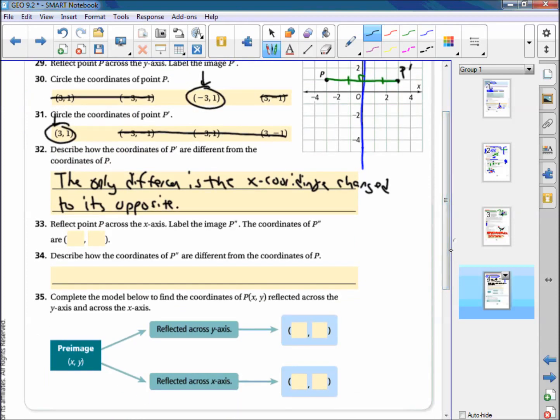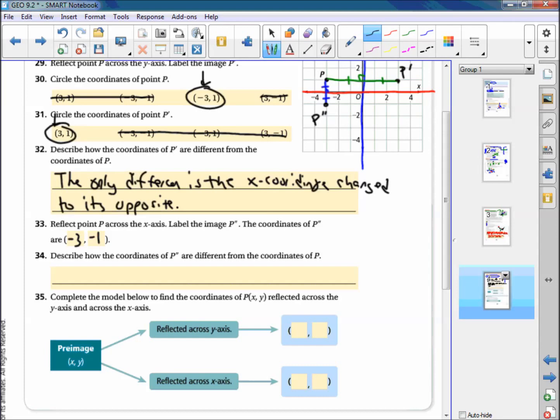All right. Then you're asked to reflect point P across the x-axis and label the image P double prime. So here is our x-axis, and we're going to reflect it over. So this is going to make a perpendicular bisector. So these have to be the same length and have to form right angles. And then here's going to be P double prime. All right, so label the coordinates of P double prime, and the coordinates of P double prime are -3, -1.